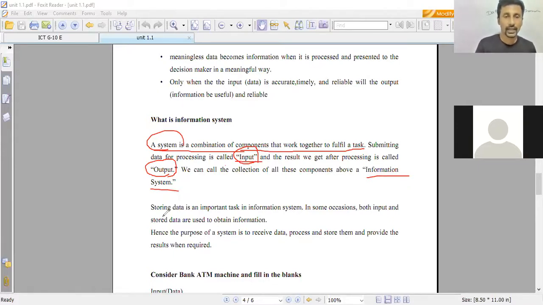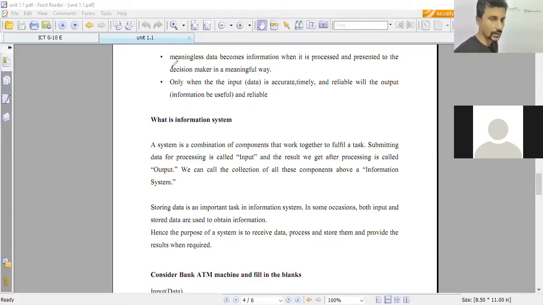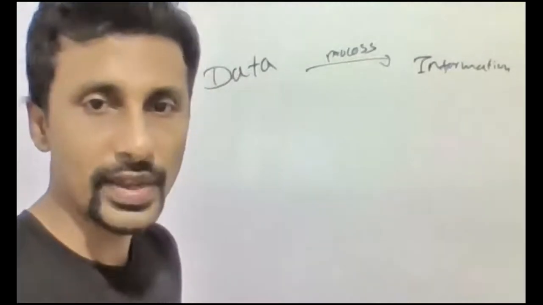Then storing data is an important task in information system. In some occasions, both input and stored data are used to obtain information. Hence, the purpose of a system is to receive data, process and store them, and provide the result when required. Right? So in our system, what is the purpose? You are receiving the data, then you are processing, then you are storing. So that is our purpose. Now data, process, information. This is information system.